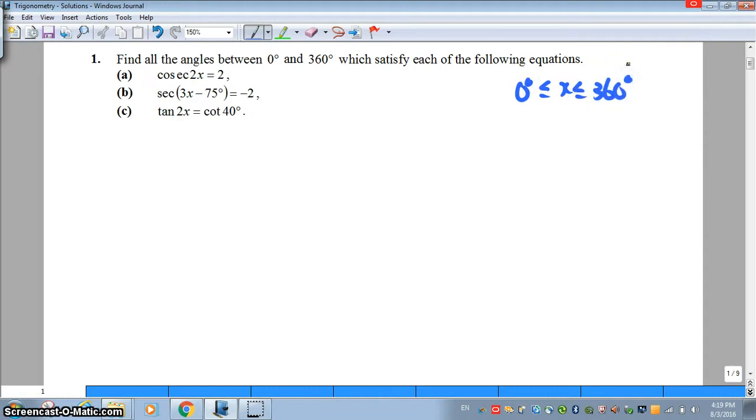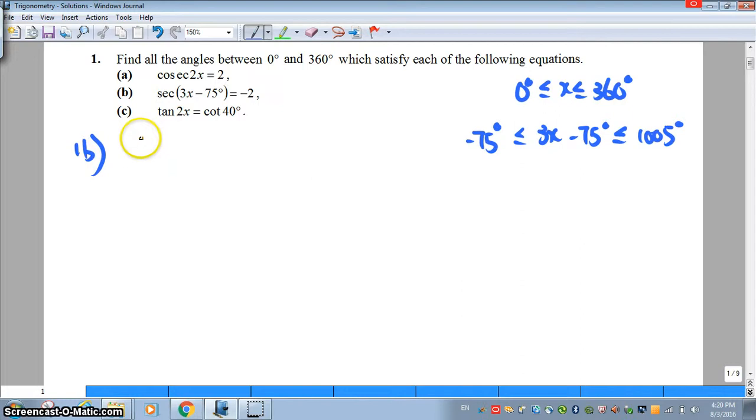But in this case, our question actually asks for 3x minus 75. So if you were to do the calculation, your range of answers will go from negative 75 to 1005 degrees. So our possible values will range from negative 75 all the way to 1005 degrees. Okay, now let us get started.